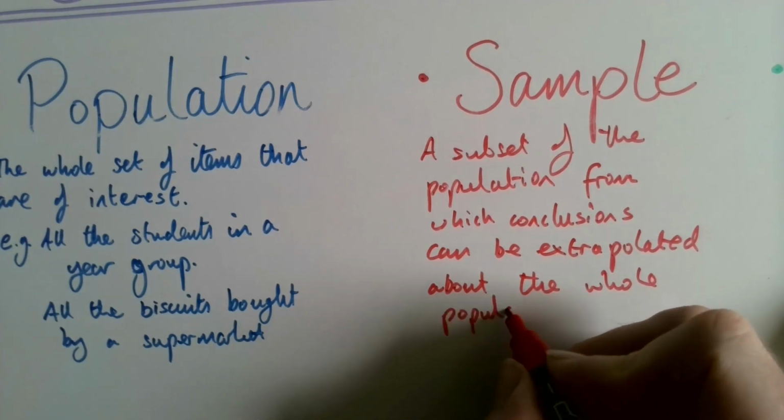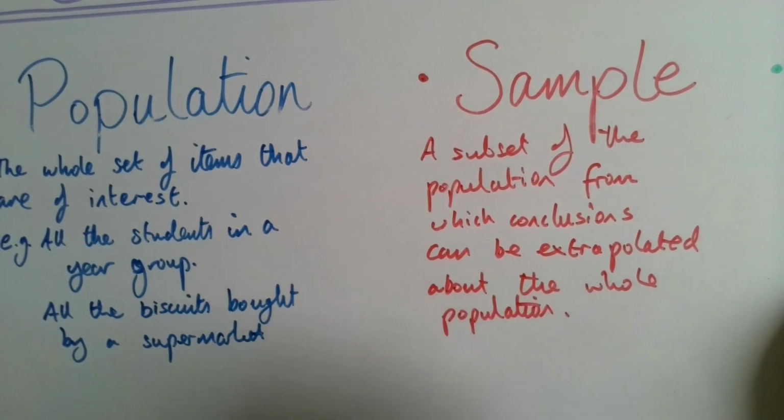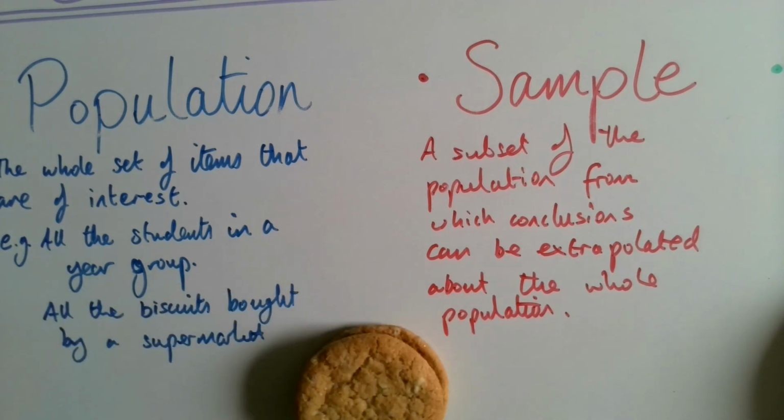So it may be that they've had some complaints about the biscuits that they've been selling. So in order to find out what's going on, they may say, right, we've got 30 packets of these in the store. We're going to test randomly 3 of them, and if all 3 of those are absolutely fine, then we're going to assume that the rest should be fine, and maybe it was just a freak packet that was a problem.